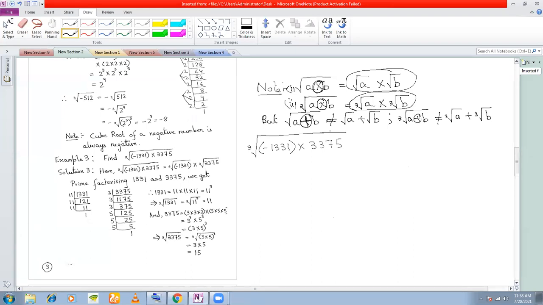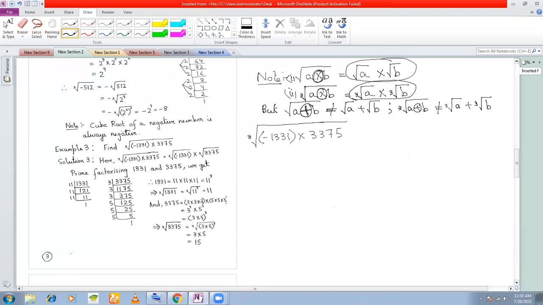Is this clear to everyone? Yes, sir. So now what you see is we have a multiplication sign here. That means we can write this as cube root of minus 1331 into cube root of 3375. Right? You can write it in this manner.